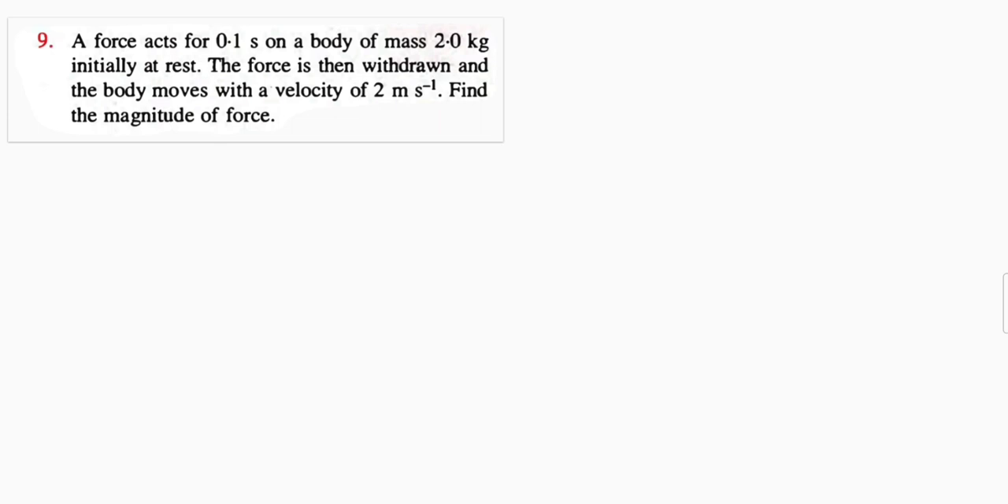Question number 9 is similar to your 7th sum, the one which we did just some time before. In that question, velocity was not given. Here the velocity is given.